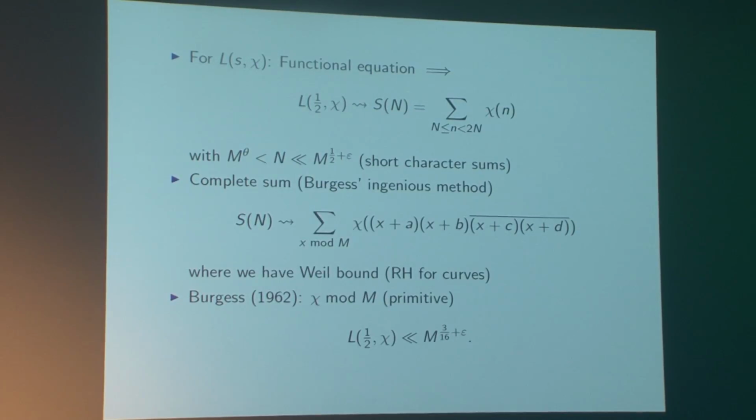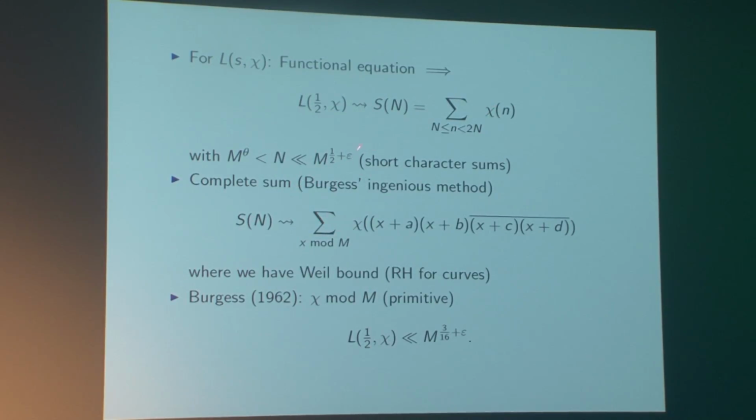Okay, so that's about the Riemann zeta function. If you look at the Dirichlet L-function, then the same procedure will land you at sums like the sum of chi(n). So these are short character sums. The n will be going up to the square root of the modulus of the character. So these are short sums. This lies beyond the region of Polya-Vinogradov. The Polya-Vinogradov bound will be just trivial in this case.